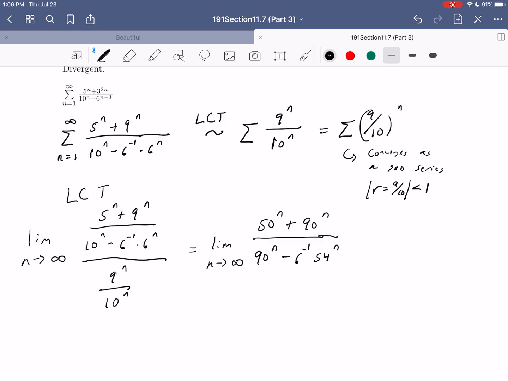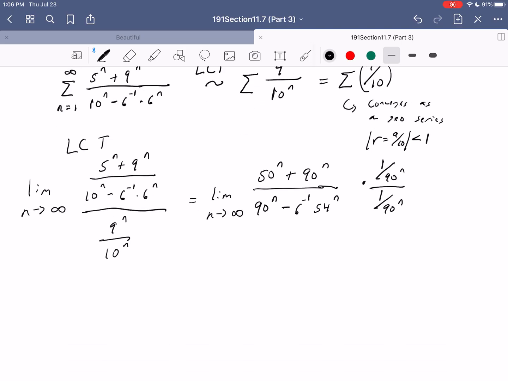Okay. This looks pretty horrendous, but remember we ran into things like this back when we were dealing with sequences. The trick here is to multiply by the largest base in the denominator, so 1 over 90 to the n. And we get this limit here. Looks like it would be 5 over 9 to the n plus 1 over 1 minus 6 to the minus 1. 54 divided by 90, I guess that's like 6 divided by 10 or 3 divided by 5. Sure, yeah, 3 over 5 to the n.